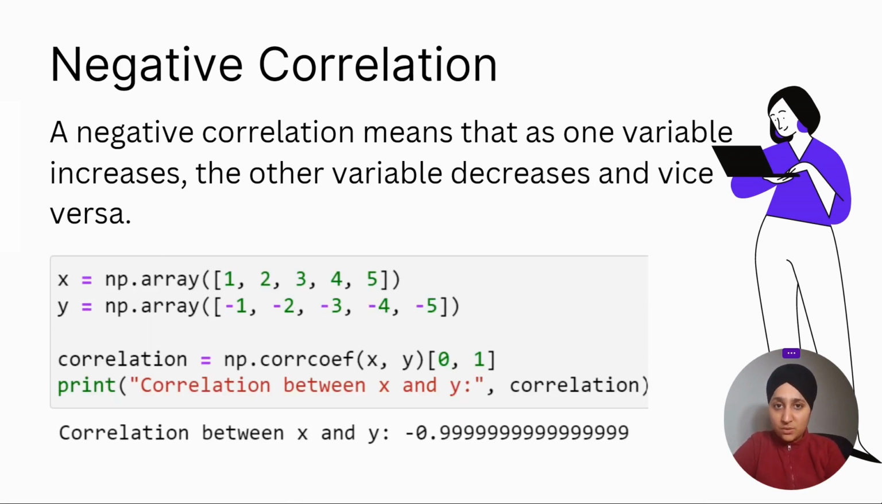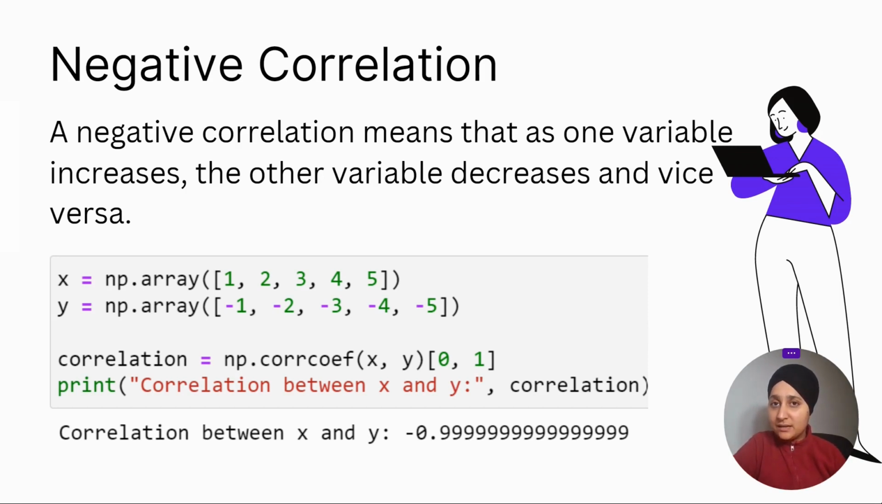So next, negative correlation. A negative correlation means that as one variable increases, the other variable decreases, and vice versa. So here we have two arrays again, x and y. In this case, x contains values starting from 1 to 5 and y contains values starting from -1 to -5. So we can see here as x is increasing, y is decreasing. As x is becoming more positive, y is becoming more negative, right? Means these two variables are in opposite directions.